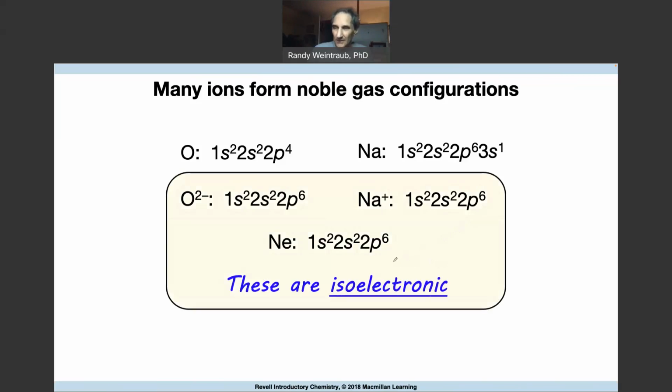Incidentally, we call these isoelectronic, having the same electron configuration. These two ions have the same electron configuration. They are isoelectronic.